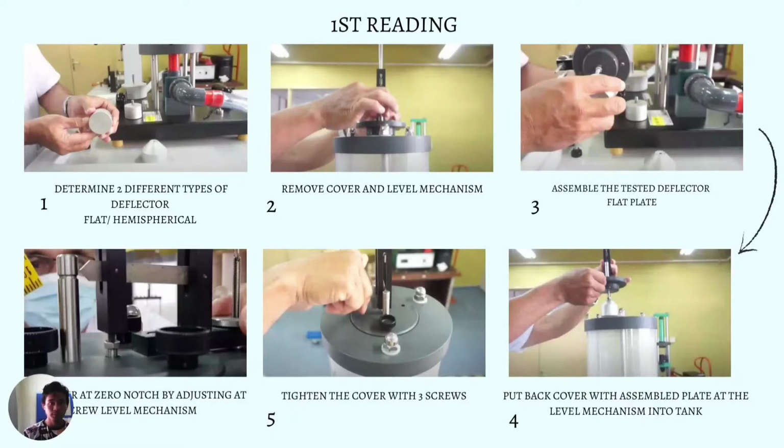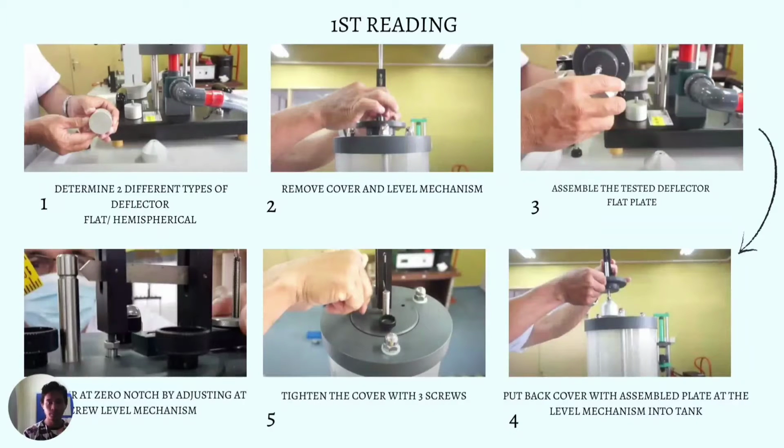So, for the methodology, the first step is to determine the two types of deflector or surface, which are flat or hemispherical. Next, we have to remove the cover and the level mechanism. Third, we have to assemble the test deflector, which for the first reading is the flat plate.